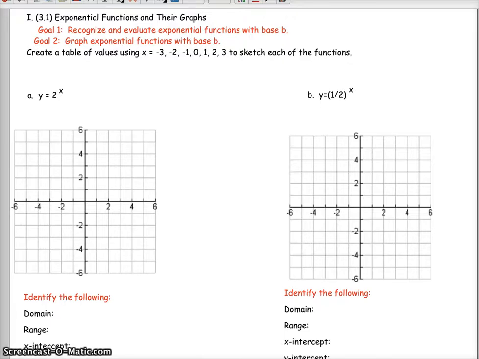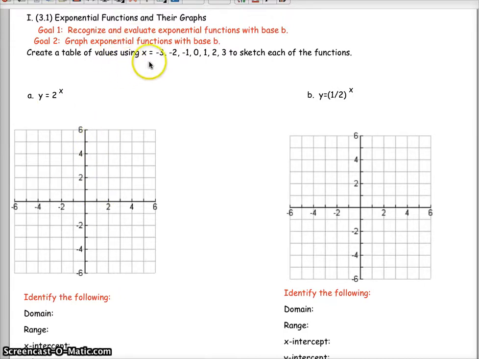So our first goal is to recognize and evaluate exponential functions with base b and to graph exponential functions with base b. As we evaluate exponential functions, we'll use those to help us graph. So how do you recognize an exponential function? Y equals 2 to the x. I know that's an exponential function because the variable x is inside the exponent. So the base is 2. So we're going to evaluate 2 raised to the x power and then graph it here.